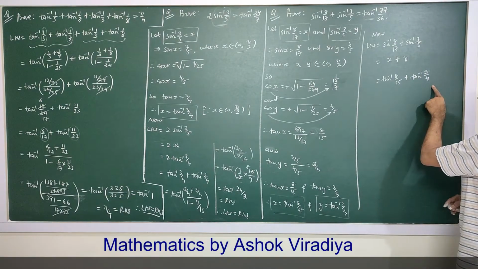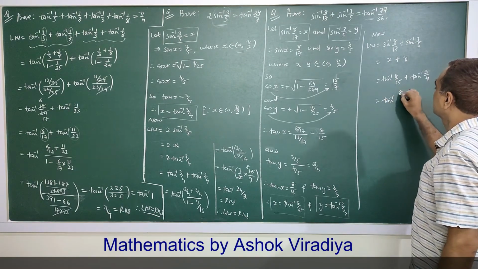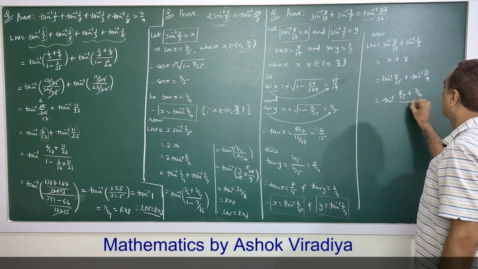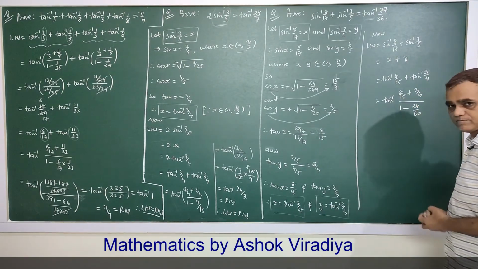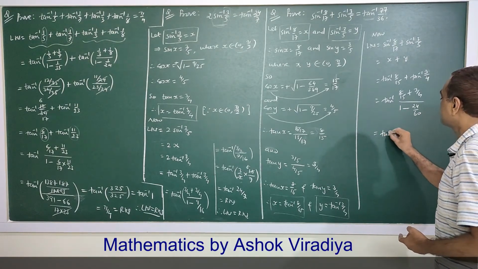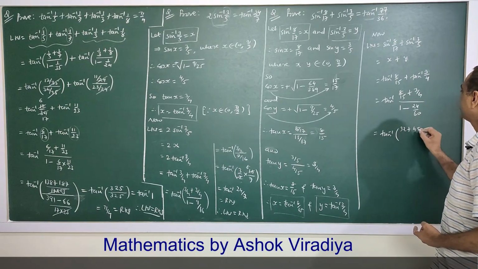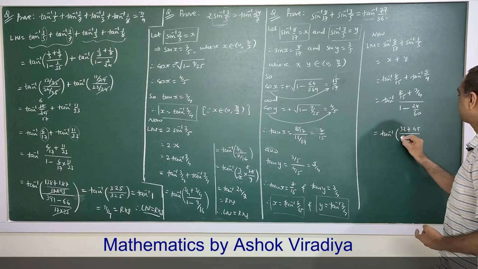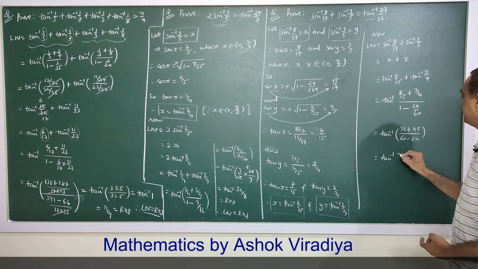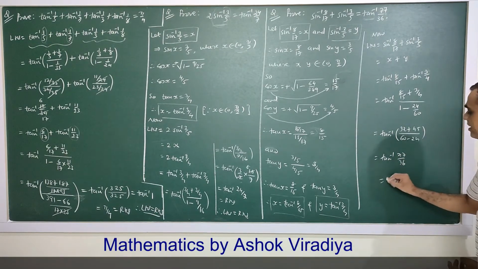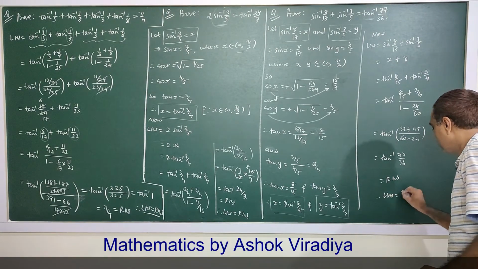Now the product of these numbers is less than 1. So applying the formula, tan inverse of (x plus y) upon (1 minus x into y), so 24 by 60. So that is tan inverse of (32 plus 45) upon 60, and here (60 minus 24) upon 60. So this is tan inverse 77 upon 36. It is the RHS. So LHS is equal to RHS.